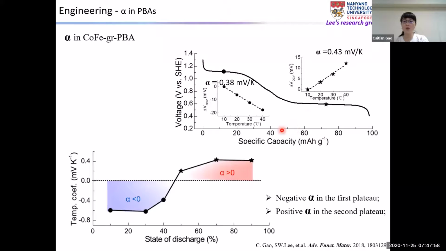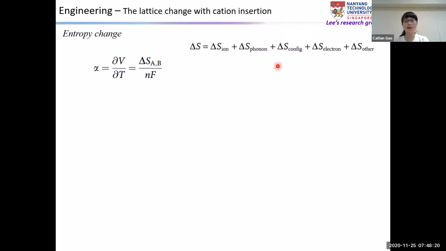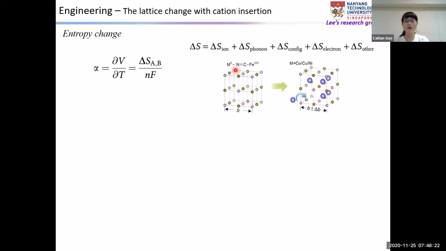So the question is, why do different materials have different alpha values, and some materials even have the sign of alpha change? So from the equation here, we can know the alpha is decided by the entropy change during the electrochemical reaction. And in this study, what I did is we changed the metal type: cobalt, copper, nickel. This may affect this term, the phonon vibration entropy in the electrochemical reaction.